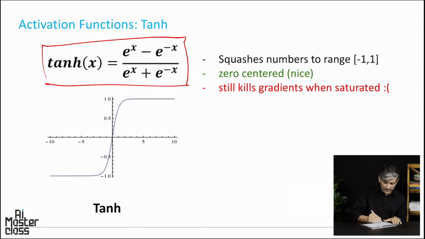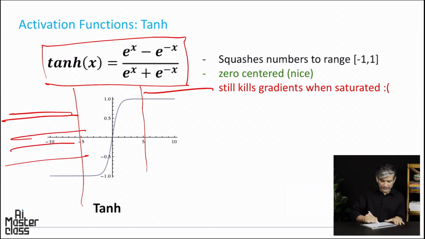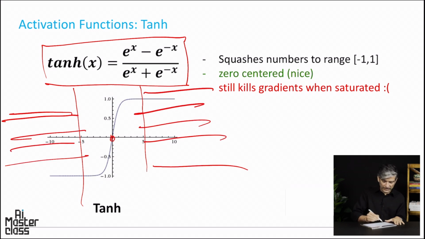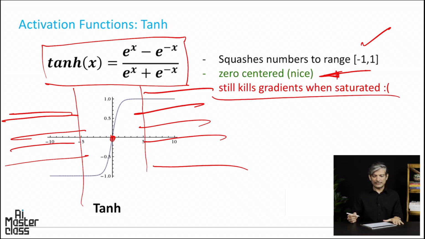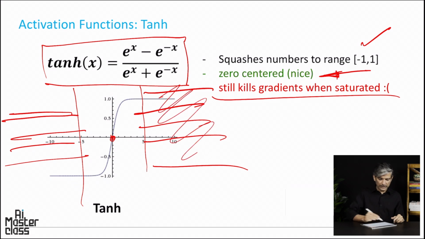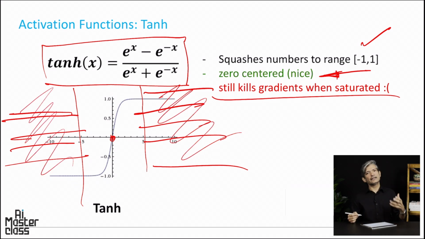The properties are similar. It's like a sigmoid. It saturates. Anything here is saturated and the gradients are still 0, but it's at least 0 centered, meaning we have -1 as the minimum and +1 as the maximum. So it squashes numbers in the range of -1 to +1. It's 0 centered, which is what he set out to fix, but it still kills the gradients when saturated. So in this area that we discussed, it still kills the gradients, and I don't like that.